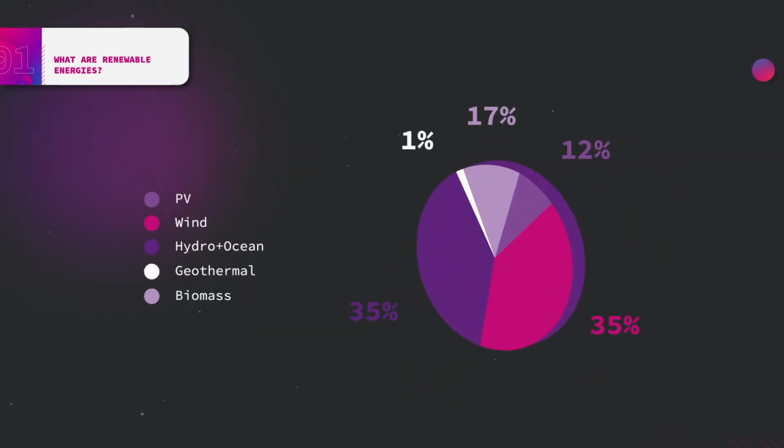In 2018, 33% of the European electricity generation came from renewable sources. While geothermal is not that significant, the highest share comes from wind, hydro and ocean generation, followed by biomass and PV.